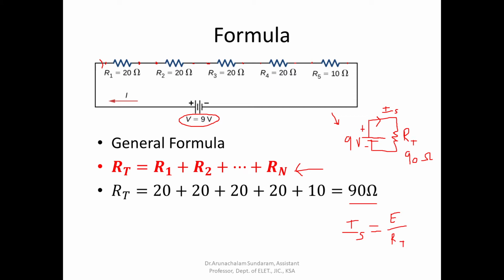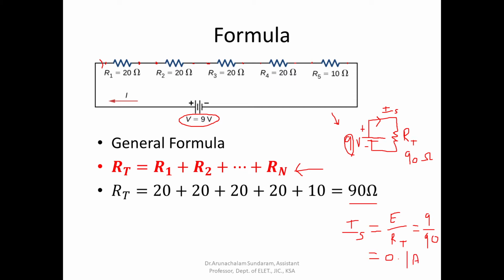Now I think you know the answer, because E is 9, given in the question, and the total resistance is 90. So what is the current? Current is 0.1 amperes. So the current here is 0.1 amperes. This clearly explains how to solve a series circuit.